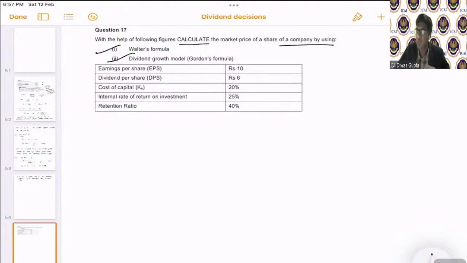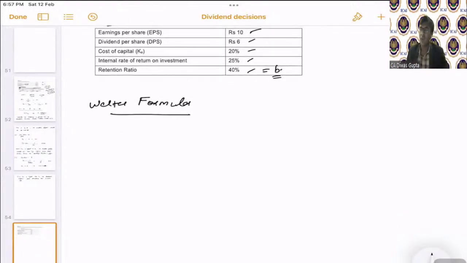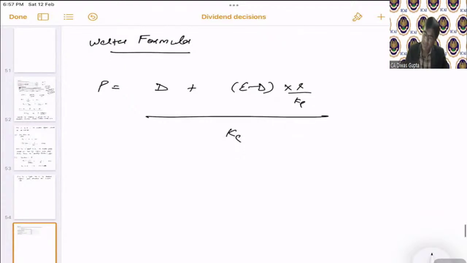Now let us first try to put the numbers. EPS is given as 10, DPS is also given, cost of equity, internal rate of return, which is R percentage, and the retention ratio, which is B as 40%. Now, Walter formula. This is just a formula based question. All the information is given. This is straight away formulas application. Price is equal to D plus earnings minus dividend multiplied by R divided by KE, whole divided by KE. Right?